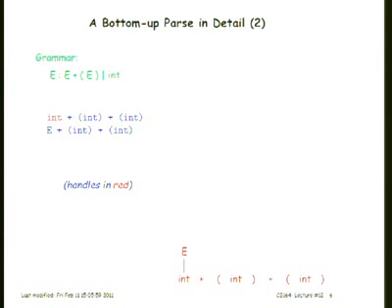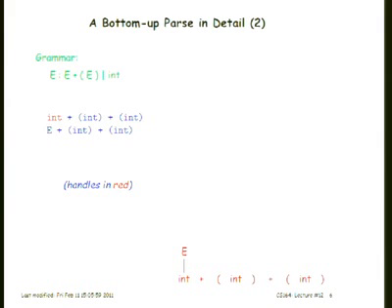Okay, so we know that there's a production going from E to plain int. So we will take this string here, and we will reduce the handle to E. And we'll mark that we've done that by putting this new node into the parse tree that we're building.